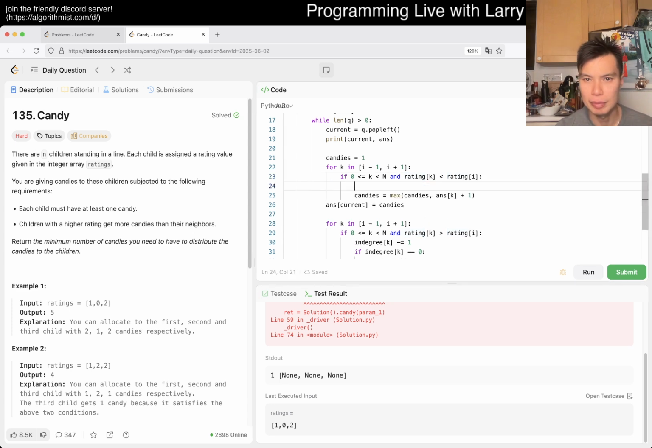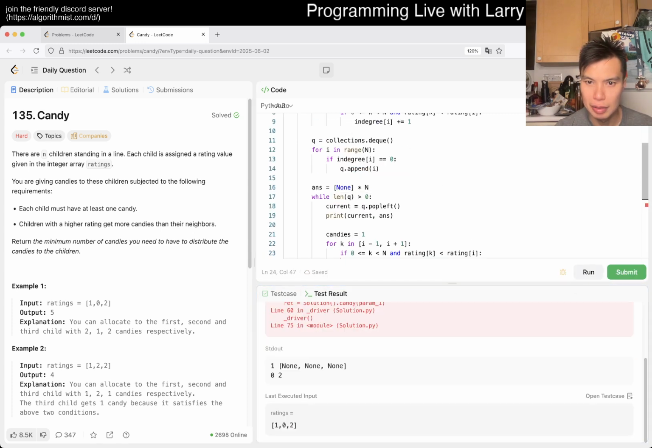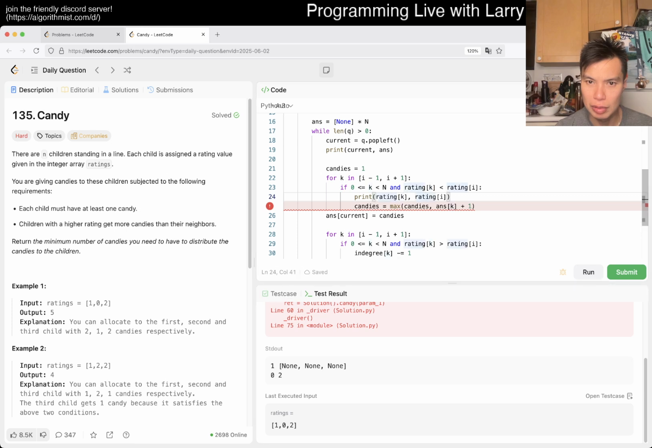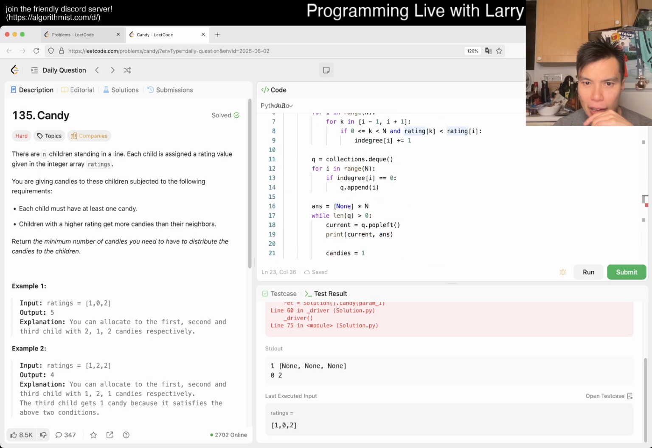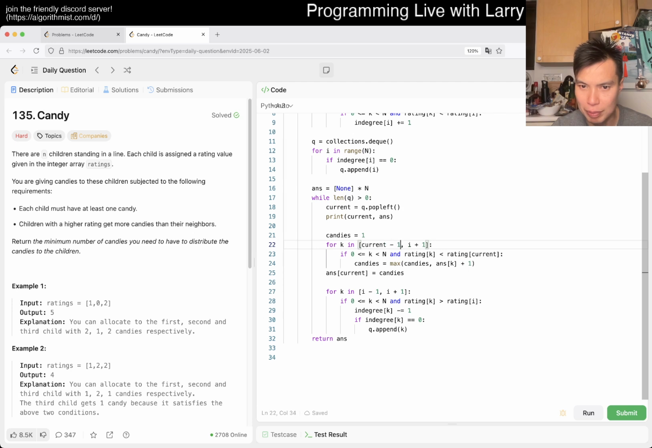Wait. I'm a little bit confused. 0, 2. Oh, I guess this just prints. No, that doesn't make sense. Did I mess up on the I? Oh, I'm dumb. I use I for some reason, but what I mean is current, of course. So yeah, okay, that makes sense. And in this case, it is current plus, because I had it, I guess it's copy and paste a little bit mentally from before, but yeah, okay.